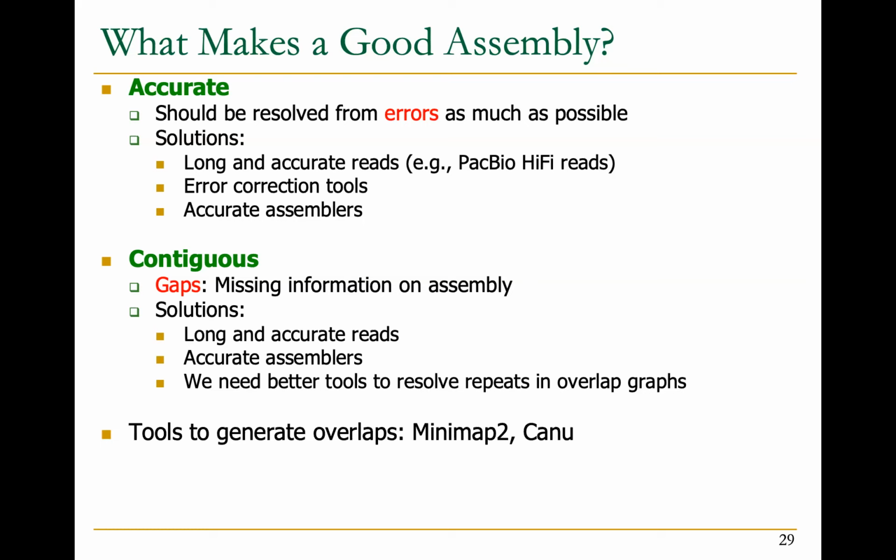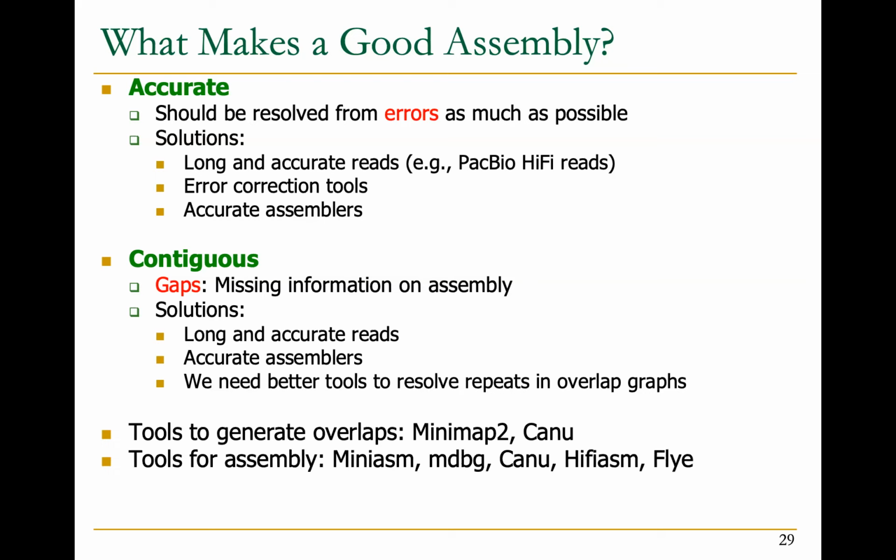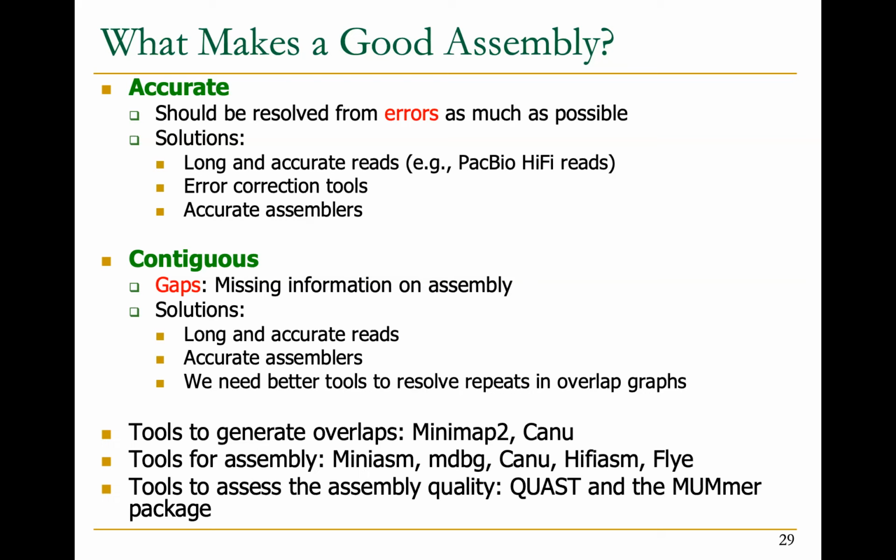And there are certain tools that you can take a look at, if you are curious, for each step. For example, if you want to generate the overlaps, you can use Minimap2 or Canu. If you want to generate the de novo assembly, you could use Miniasm, you could use MDBG, you could use Canu, you could use Hifiasm or Flye. These work with different types of data and sequencing technologies, and they have different profiles in terms of performance and accuracy.